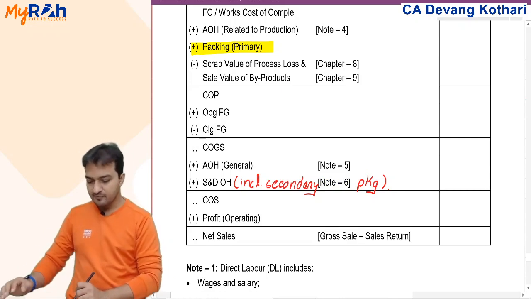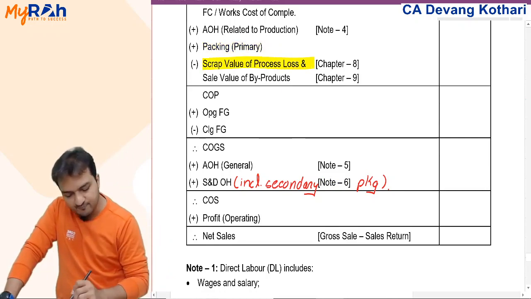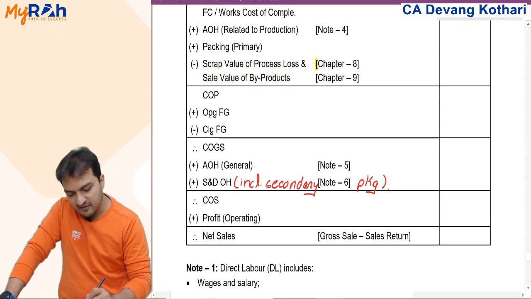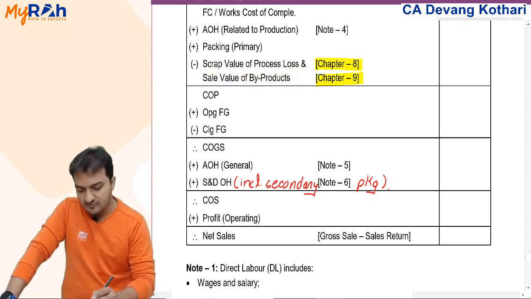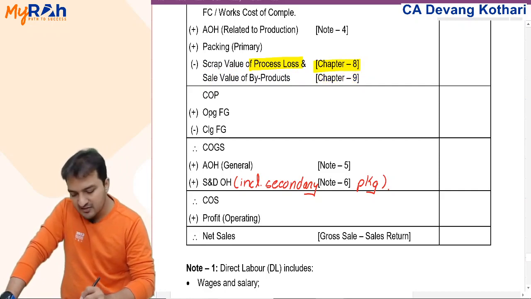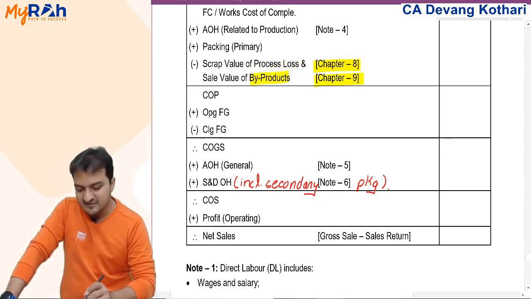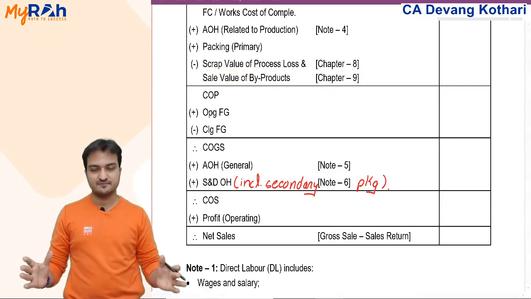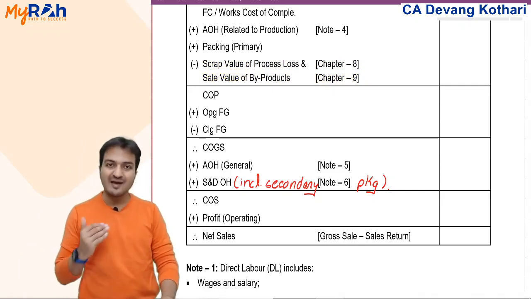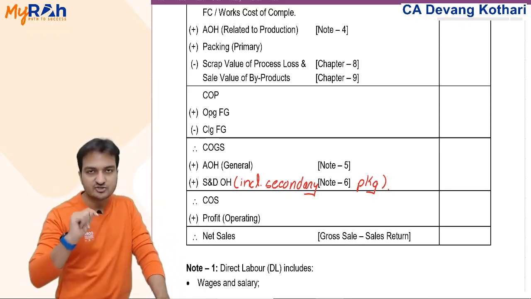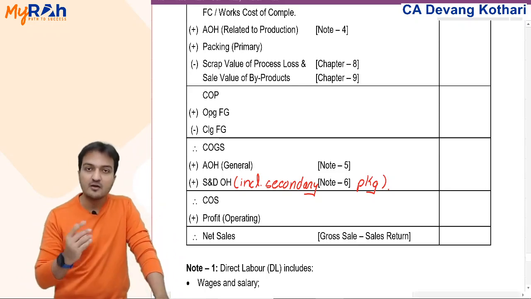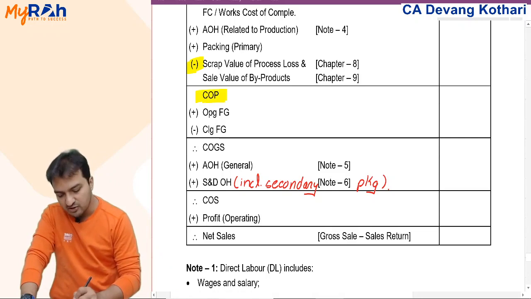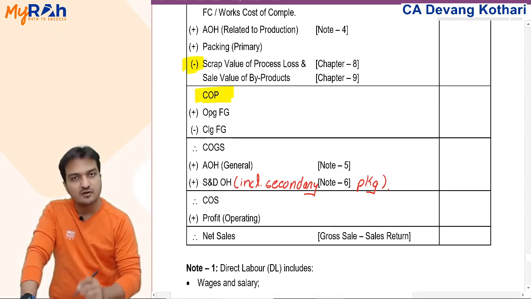Done? Yes. Okay. Also, you have minus scrap value of process loss, scrap value of byproducts. Well, these two items I will not explain right now. I will explain them in chapter 8, chapter 9 respectively. Scrap value of process loss you will have in chapter 8. Scrap value of byproducts you will have in chapter 9. Basically, these are the scrap value generated from the production process. So at the end of production process, you might gain some scrap value because of the production process. Now, if this is the scrap value obtained because of production, hence it is deducted to find cost of production.